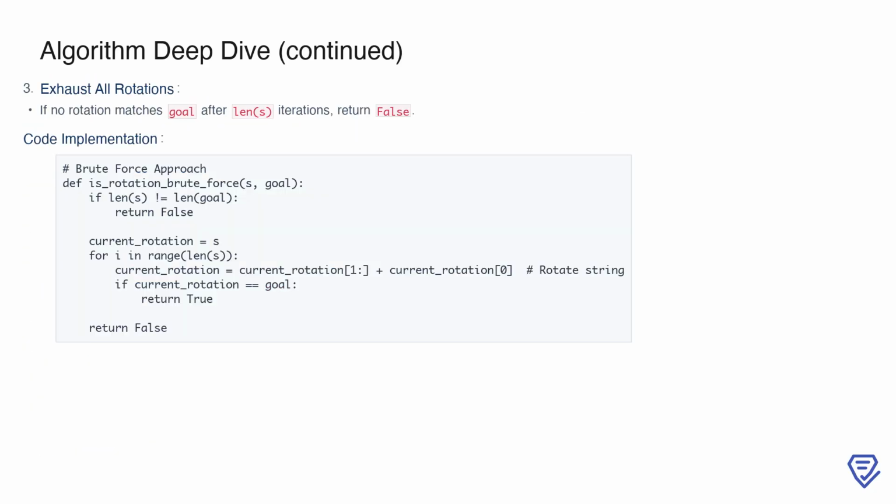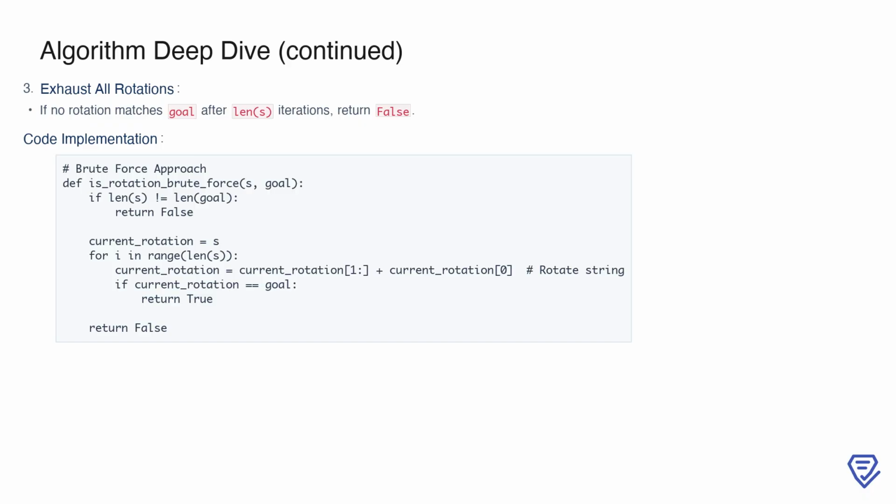To exhaust all rotations, we start with the original string S and iterate through all possible rotations by repeatedly shifting the first character to the end. For each rotation, we check if the modified string matches the goal. If a match is found at any step, we return true. Otherwise, after completing all rotations, we return false.